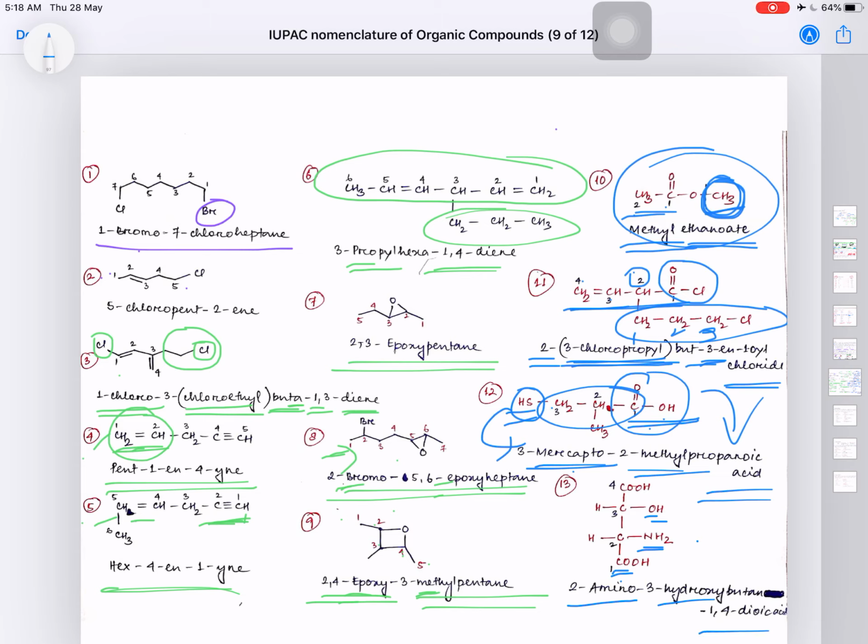Okay, so these are a few examples from this IUPAC nomenclature. I have tried to take all these different functional groups. So what you have to do, you just go through different examples. Any compound you get in your textbook, just try to write the IUPAC nomenclature for these different compounds. Okay, so in the next video we'll be discussing the IUPAC nomenclature of cyclic compounds, bicyclic compounds, and spiro compounds. Okay, thank you.